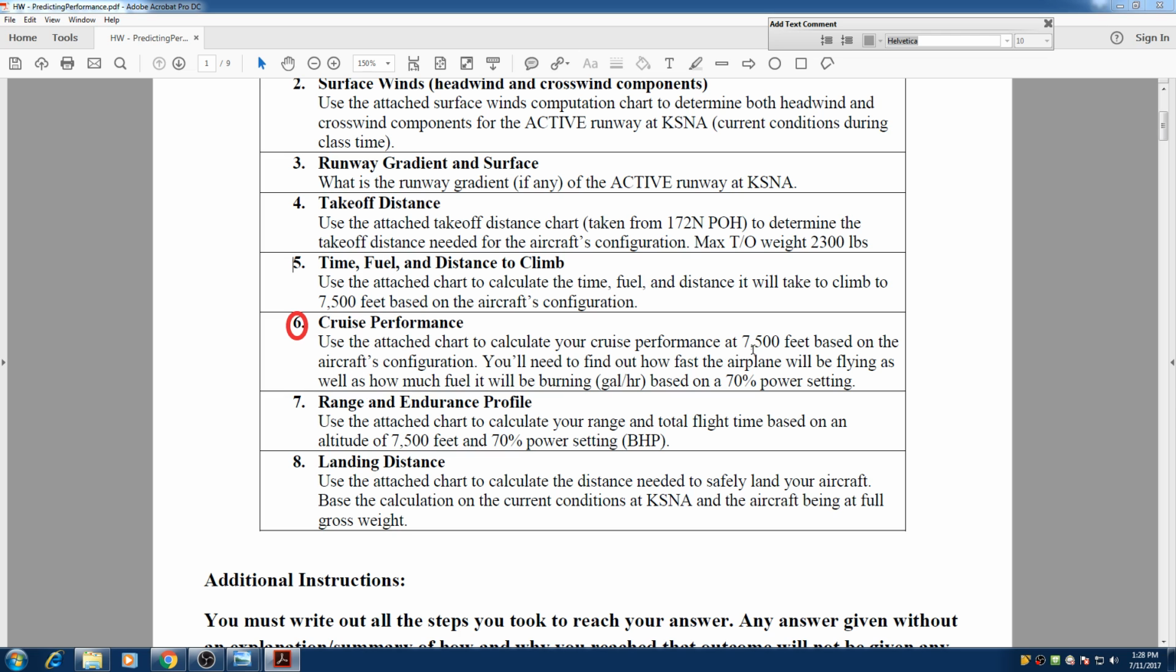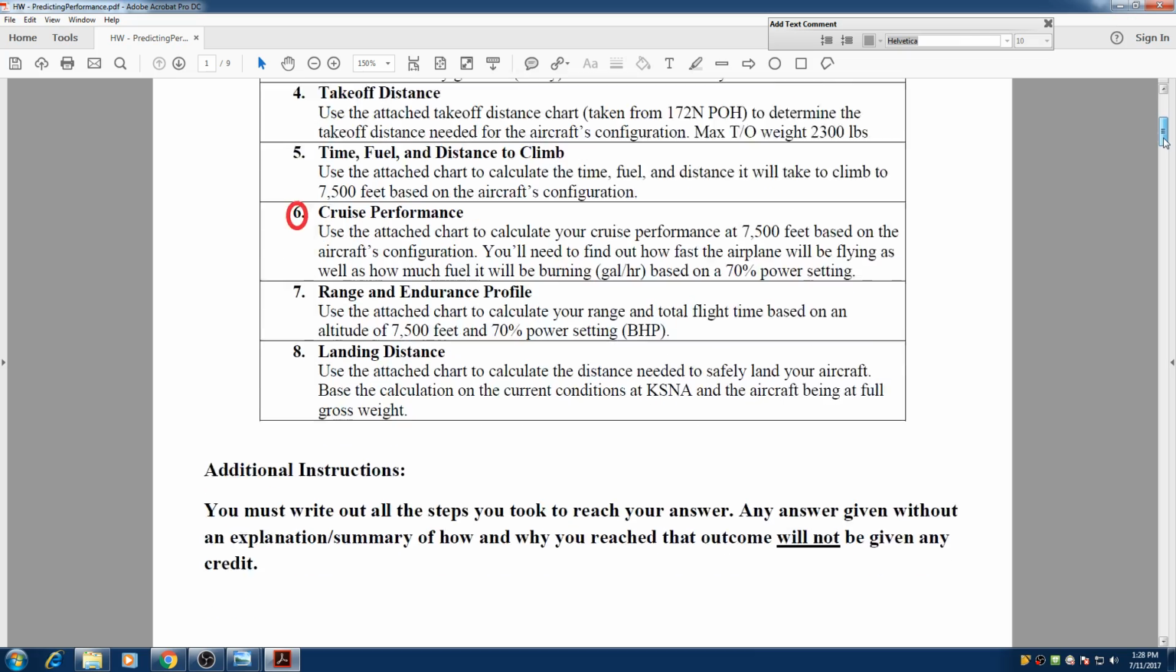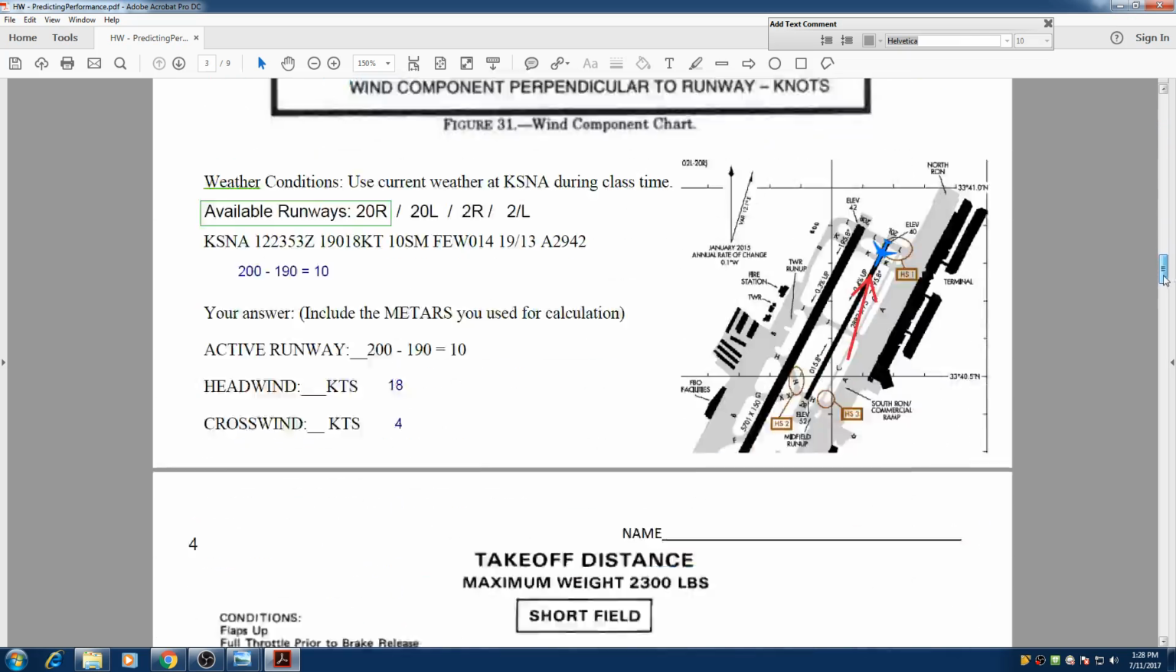In this video I'm going to go over the cruise performance and how to calculate it based on this packet. We have been told to calculate these performance figures to level off at 7,500 feet based on the aircraft configuration, and we're going to configure our aircraft at 70% of our power. So we're not going to go full power, but we are going to be at 70%. We're going to explain what that means in a few minutes.